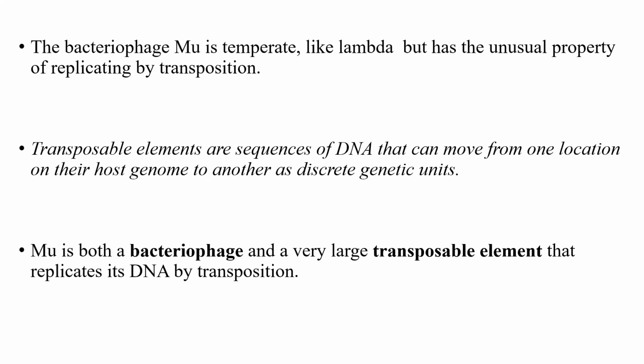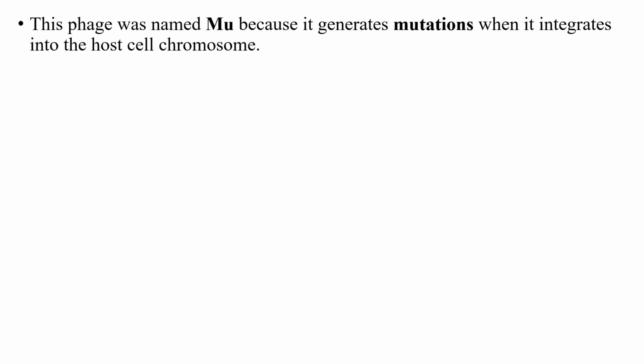So we have learned so many bacteriophages. What's so special about this one? That this bacteriophage is a transposable element that replicates its DNA by transposition. Transposable elements, when they jump from one place to another, can generate mutations. And mu also does that. This is the reason it's called mu. The phage was named mu because it generates mutations when it integrates into the host cell chromosome.